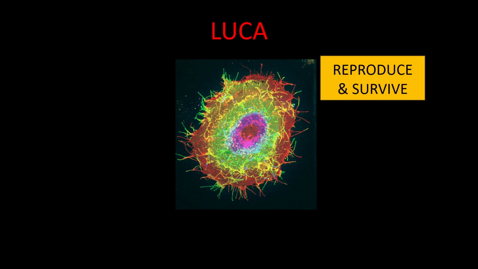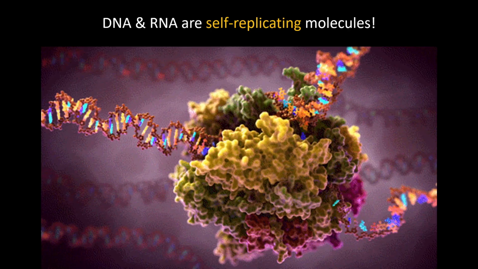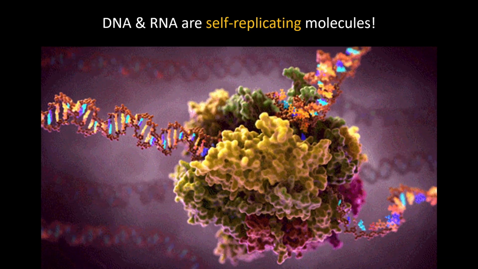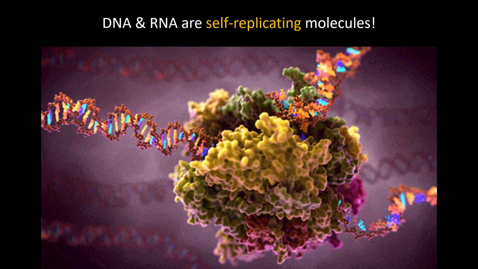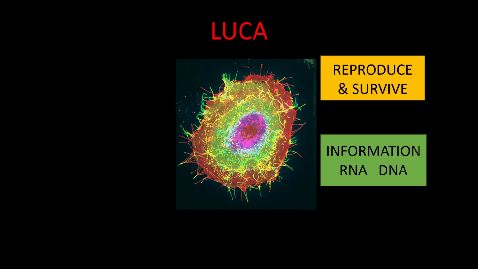LUCA had to do several things. First of all, LUCA had to be able to reproduce and survive. And this is how it did it. The master plan is coded in DNA and RNA. DNA and RNA are self-replicating molecules. They can copy themselves. Without that, there would not be life on Earth. If you didn't have molecules that could copy themselves, there would be no such thing as life. There would be no reproduction.